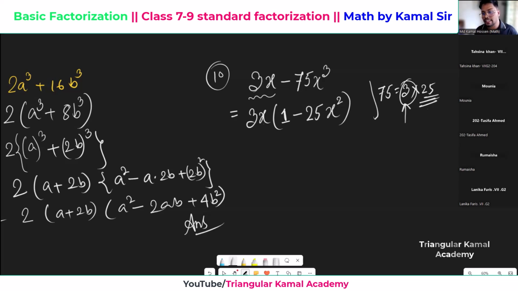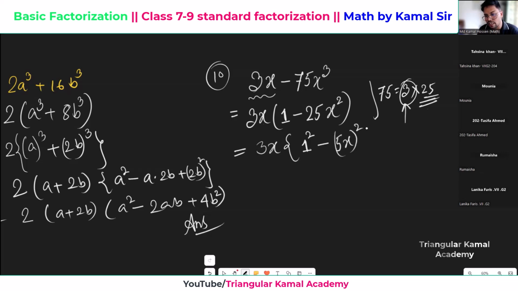Do you have any question in the second line? Did you understand? Yes, sir. Okay, now which formula can we apply? A square minus b square. Yes, a square minus b square. Thank you so much. A square means 1 square. B square means 5x whole square. Now, 3 times of x, a plus b and a minus b. And this is our answer.